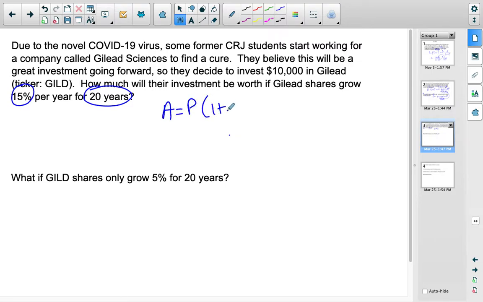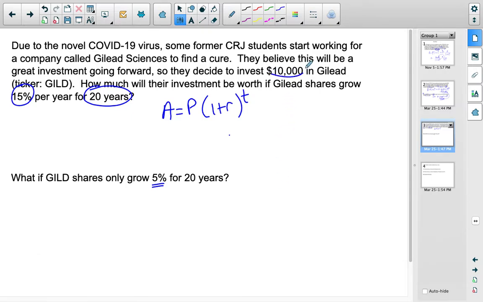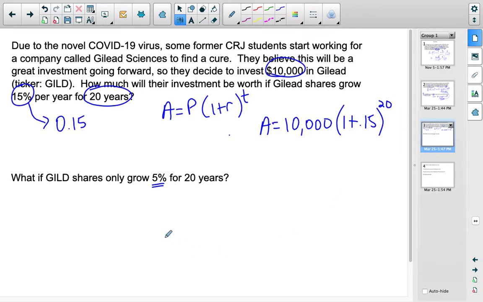It always helps to write it out. And I also see down here, what if it's just 5%? So I'm going to be doing this one twice. Again, you could hit pause if you need at any time. My initial amount is 10,000. So my ending amount is my initial amount, 10,000, times 1 plus, remember, 15%. 15% is 0.15 as a decimal, so 1 plus 0.15 to the 20 power because I've got 20 years.